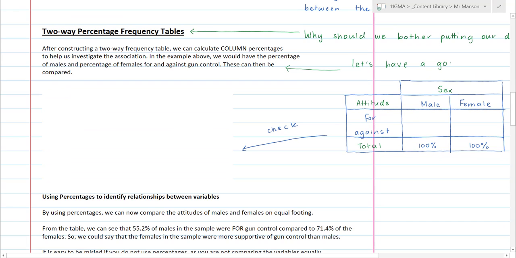And so I might be relying on you here to help me out. There it is. So we're going to calculate some percentages. We want to know what percentage of males are for gun control. It should add up to 100 in the end. So there were 32 males out of 58. 32 divided by 58 times by 100 is 55.17%.